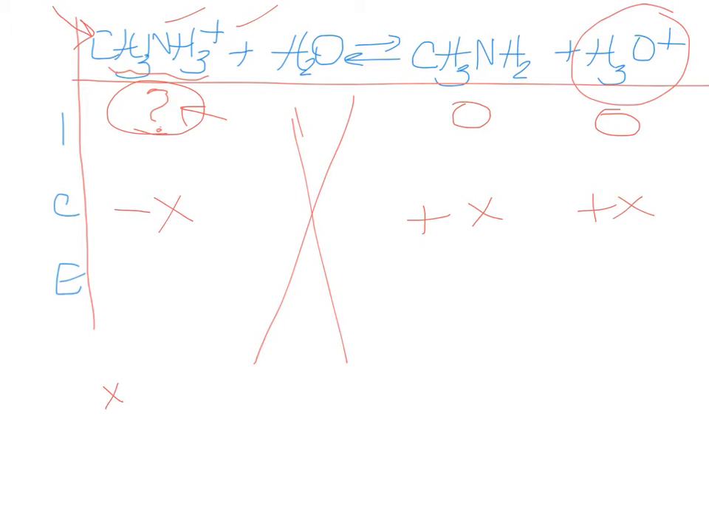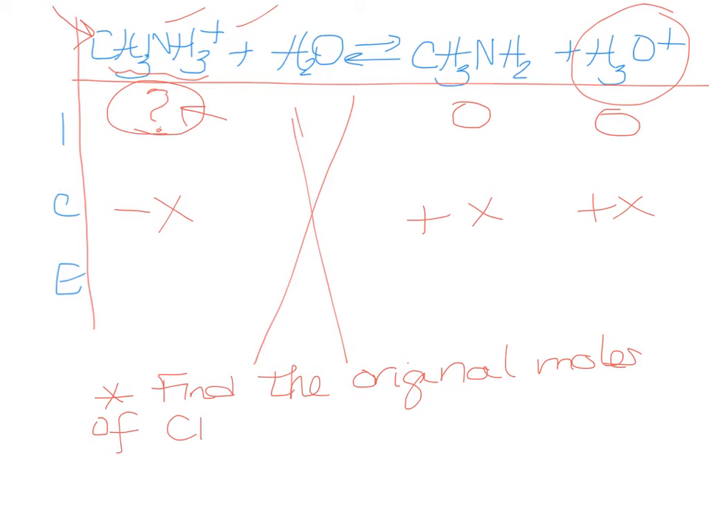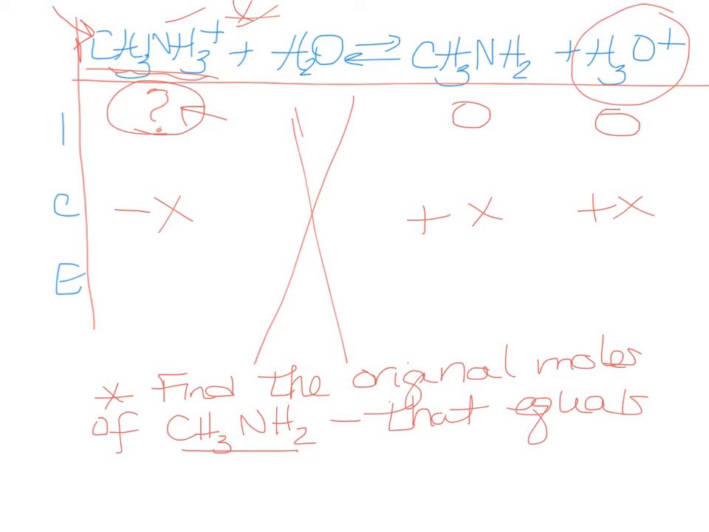Now, I'm going to write how you do that. Find the original moles of what you started with, which was CH3NH2, the weak base. When you find the moles of that, that equals the moles of the conjugate acid that we're worried about, because they exist in a 1-to-1 ratio. For every 1 mole of the original weak base that reacts, we make 1 mole of its conjugate acid.